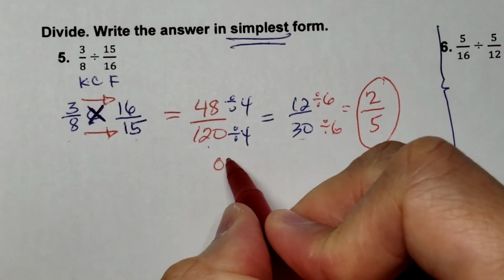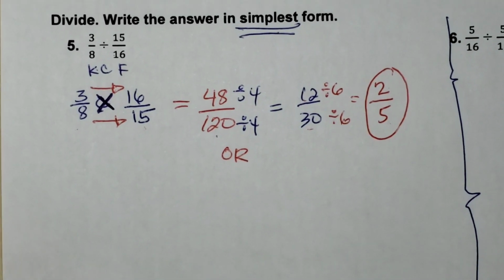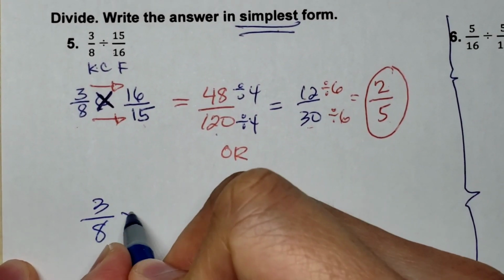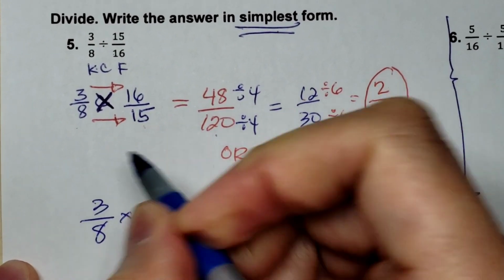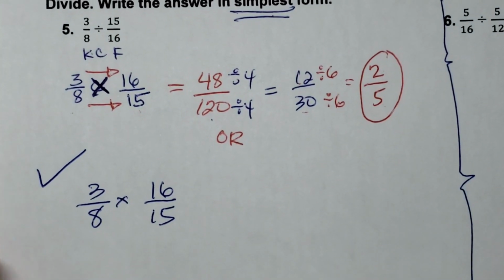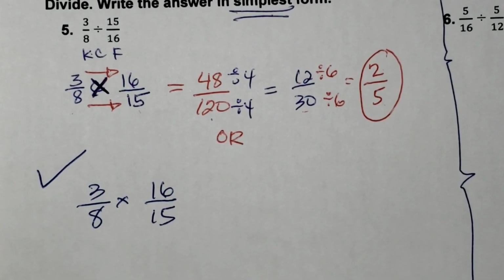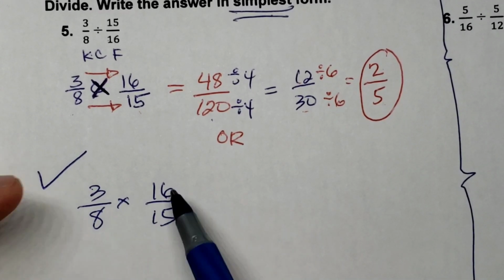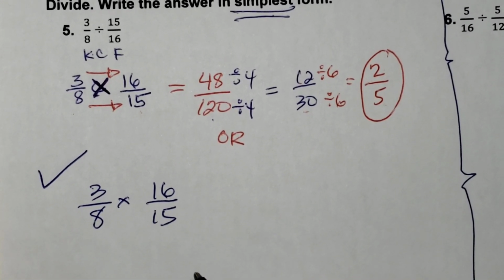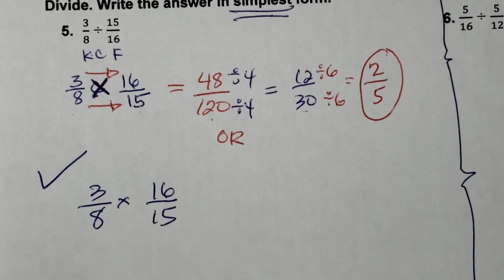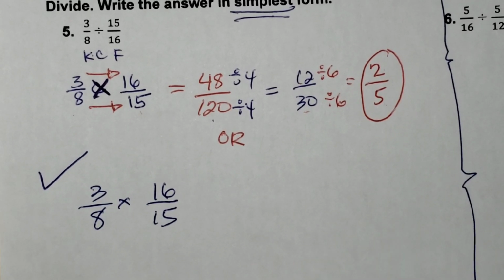Now, there's another way of doing it, and what I call cross-canceling or cross-simplifying. Now, 3 over 8 times 16 over 15. I prefer this method. You know why? Because when we cross-simplify, we can reduce the fractions that we multiply first before we do our answer. How do we cross-simplify? Easy.